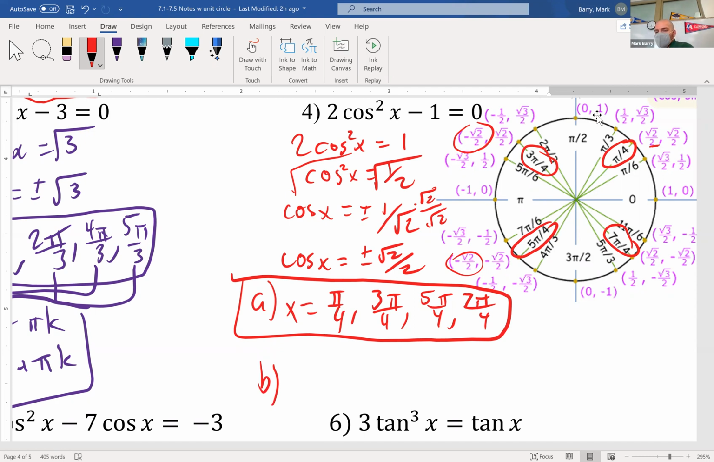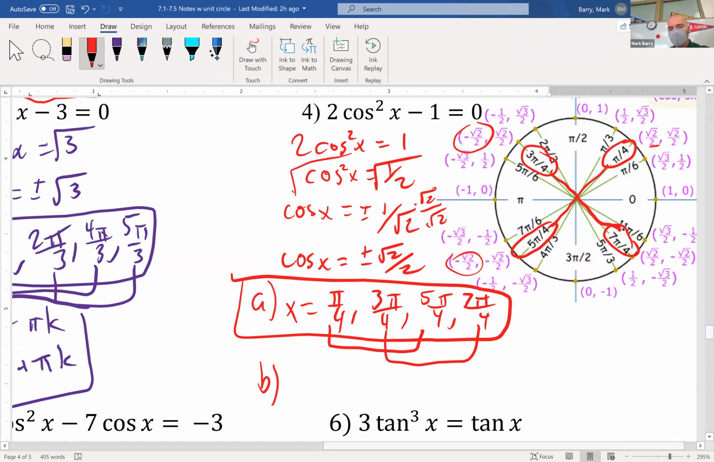Writing my answer for part B. Do any of those answers for part A, are any of them diameter buddies? The answer is yes. Pi over 4 is diameter buddies with 5 pi over 4. You can see that they're across the way here on the unit circle. And 3 pi over 4 is diameter buddies with 7 pi over 4. You can see they're across the way here on the unit circle.